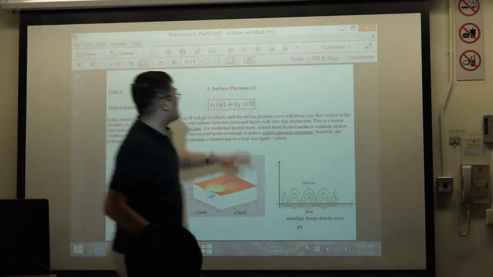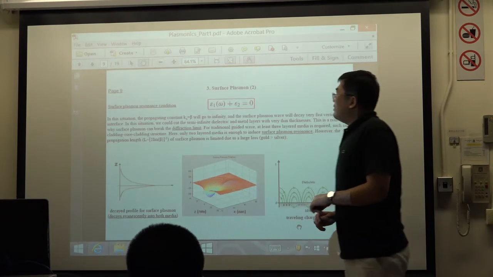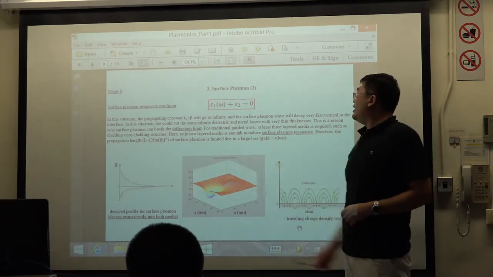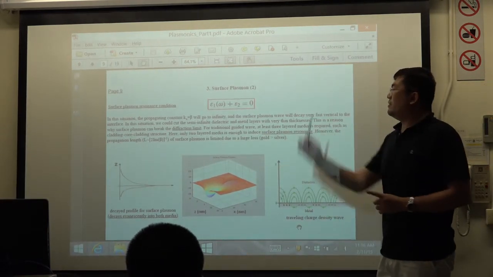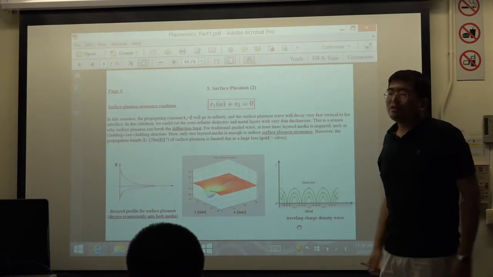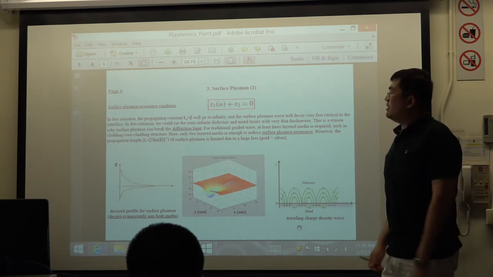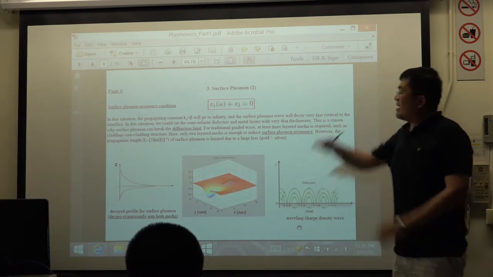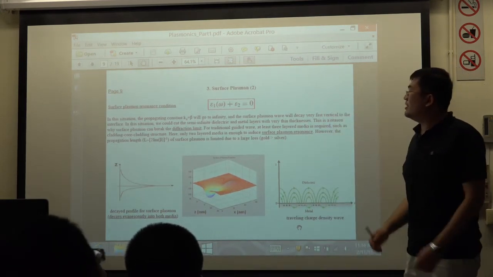So this is the resonance condition, achieved when the kx goes to infinity, they decay very fast vertical to the interface and decay along 2 directions. It's very unique. So this is a reason you can break the limit.